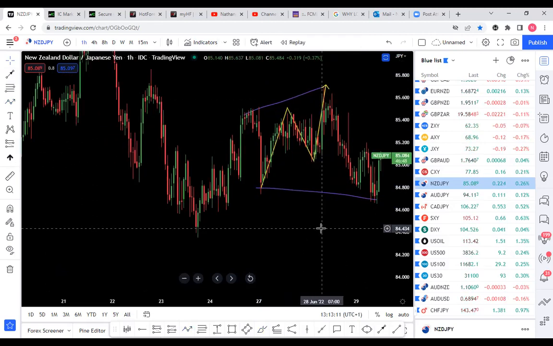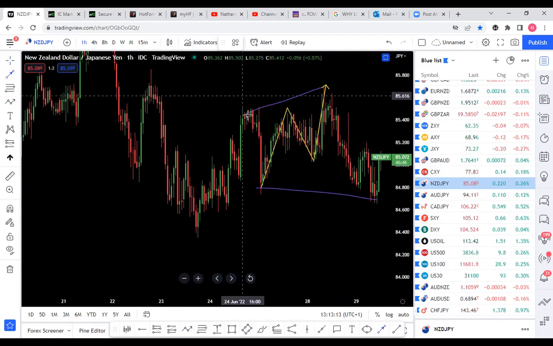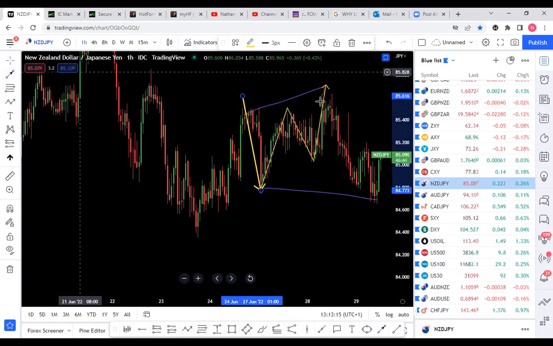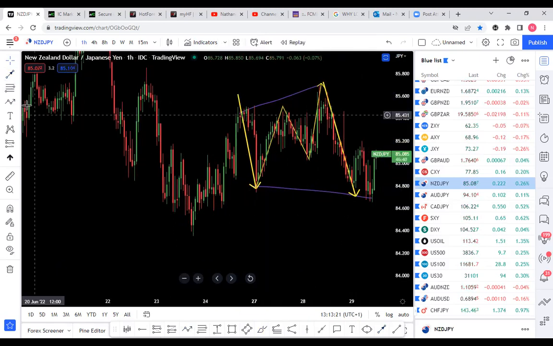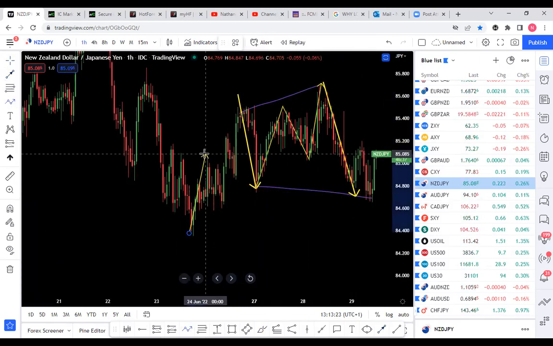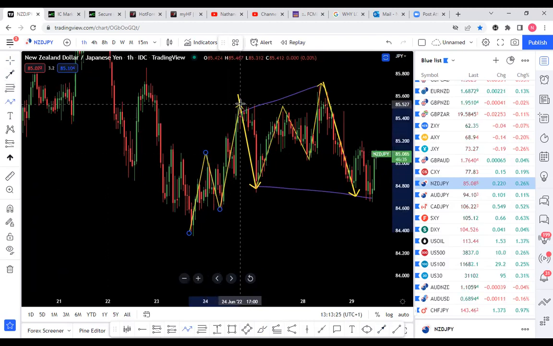Can you see? 3-wave structure in the middle, with A here must be impulsive, and then with C here must be impulsive. Simple. Can you see? And I have my what? 3-wave structure here, 1, 2, and 3.